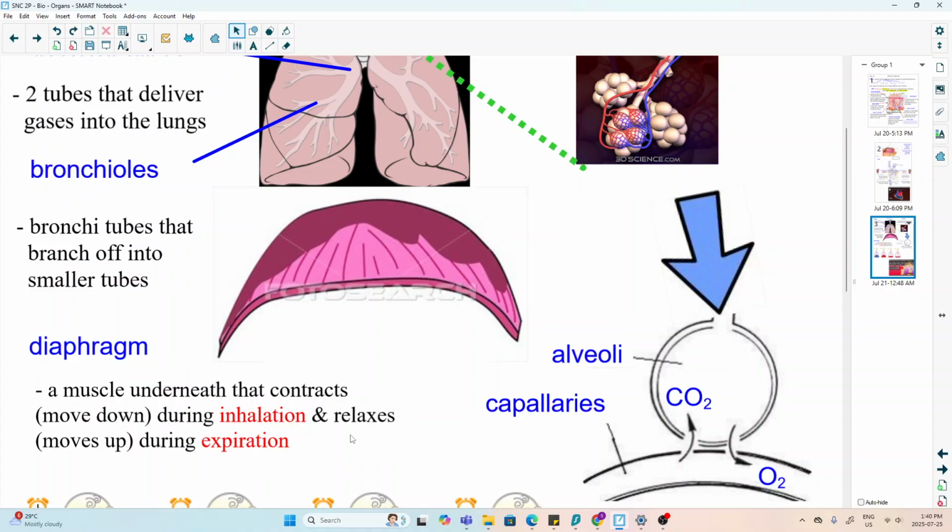Okay, so let me write that down. When you breathe out, your diaphragm moves up, compresses the lungs, makes them smaller, so that pushes the air out. And when you breathe in, the lungs get bigger, and the diaphragm muscle moves down.